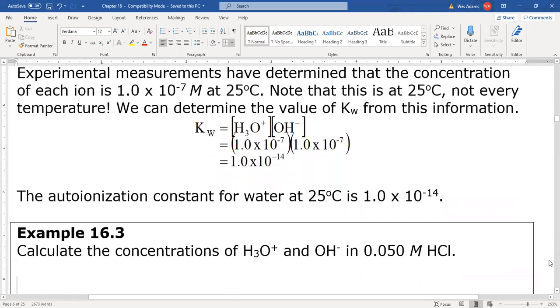And so let's look at that. Let's say we take 0.05 molar HCl. We want to calculate the concentrations of the hydronium and hydroxide ions present in solution. We'll have to use our friend the Kw.